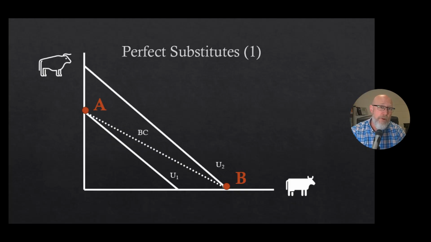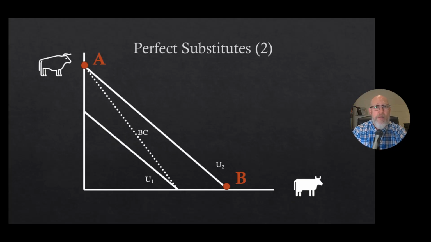And if you compare point A to point B, both A and B are on the budget constraint. So we're spending all the money. The consumer will exhaust their budget. If you look at point A and point B, you can see that point A is on a lower indifference curve. This individual can switch from one cut of steak to a different cut of steak and get to a higher indifference curve. And so what ends up happening with perfect substitutes is the slope of that budget constraint is going to dictate what you actually end up consuming.